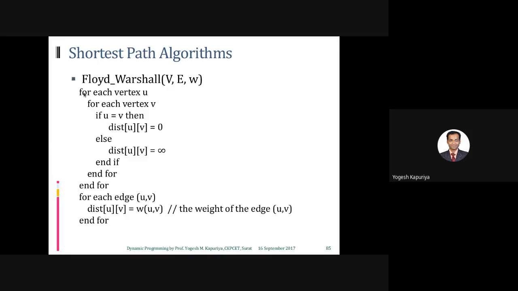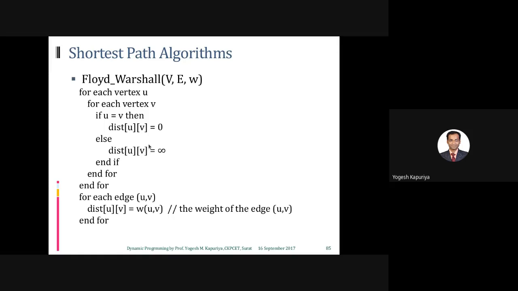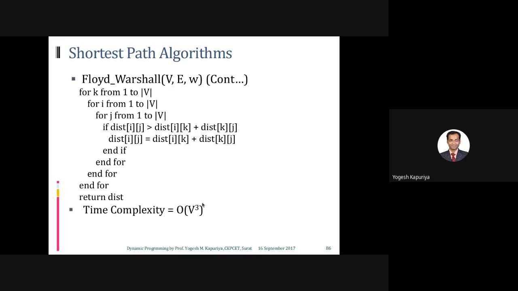Obviously, if you look at the time complexity, the initialization is v square. Here it is e, and here it's k, i, and j, three nested loops. So you are repeating it v times, so v and v, so v cube. So this is v cube, and this is e, and this is v square. Together, the highest order term is big O of v cube.